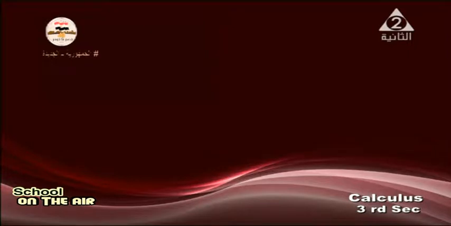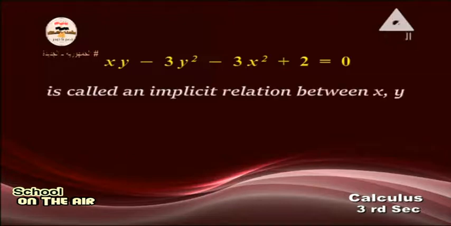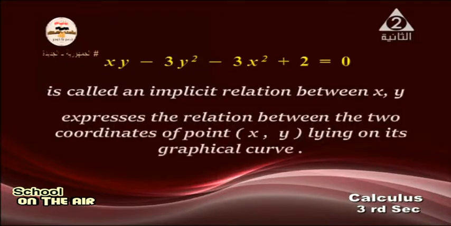But the equation xy minus 3y to the power 2 minus 3x to the power 2 plus 2 equals 0 is called an implicit relation between x and y. And this relation expresses the relation between the two coordinates of point x and y lying on its graphical curve.